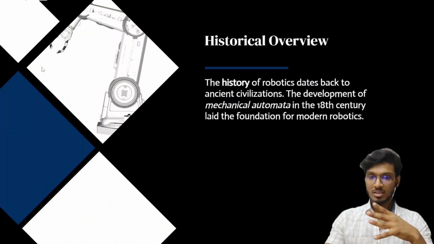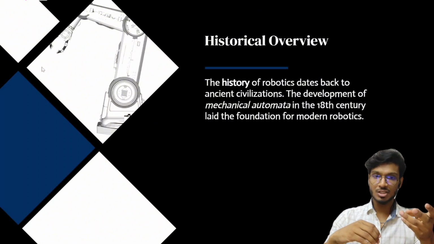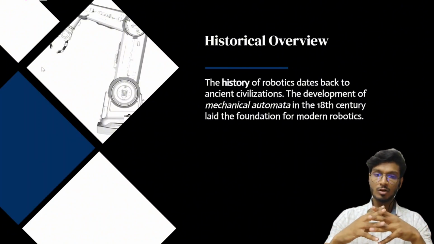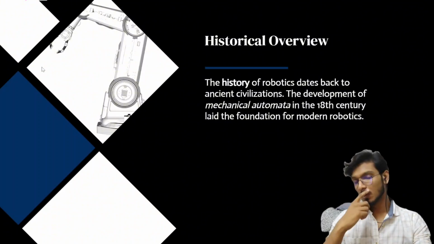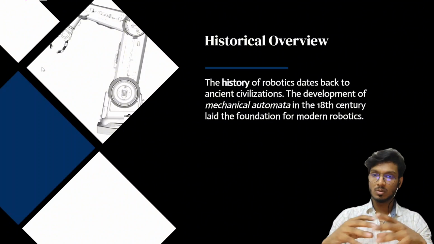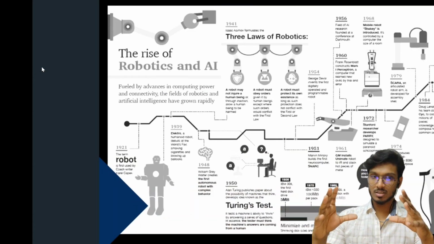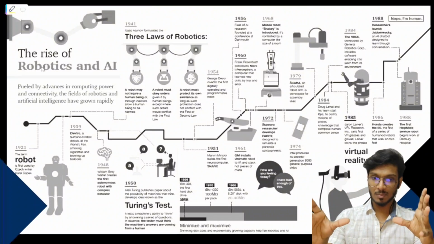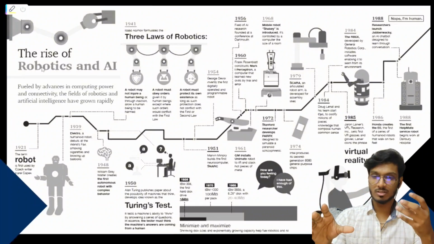The history of robotics dates back to ancient civilization, and the 18th century laid the foundation for modern robotics. It was more than 300 years ago that robotics started. So, the rise of robotics and artificial intelligence. This is a whole big tree map, like a route map of how robotics developed.